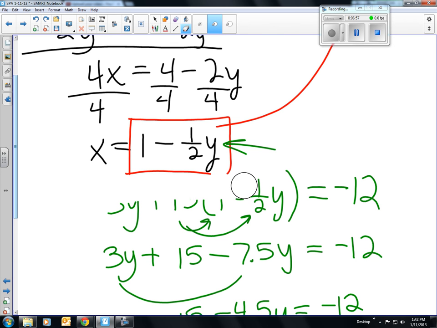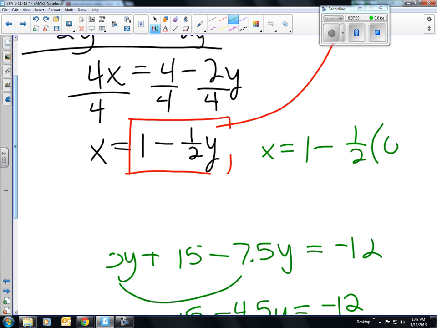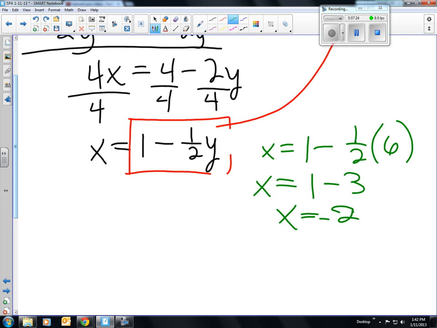And let's see what that would look like. You would basically say x equals 1 minus 1/2 times 6. x equals 1 minus 3, so then x equals negative 2. And then you could write your solution. We know x is negative 2, and we know that y is supposed to be 6. So y equals 6, x equals negative 2 is our solution.